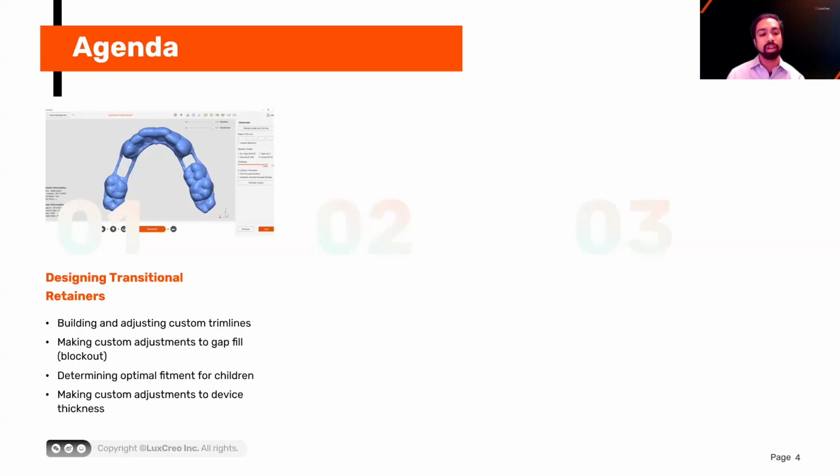like adding and removing blockout by hand, as well as the automated features and when you'd want to do that, optimal fitment for children, and making custom adjustments to device thickness. If you want a set device thickness, but then you want to reinforce certain areas or thin out certain areas, we'll go over a little bit about that.